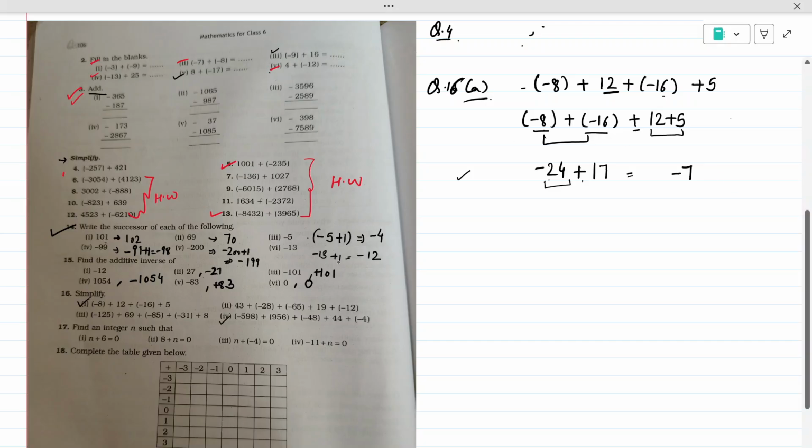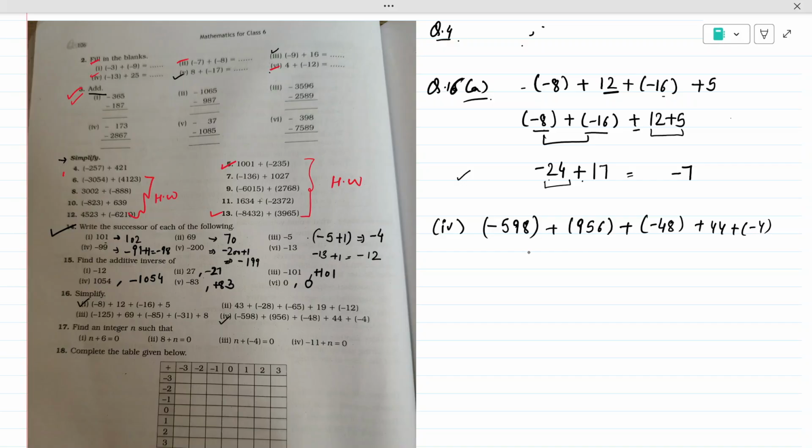Also, let me pick the fourth question for you. So what we have here is minus 598. To this we are adding 956, which is a positive number. To this we are adding a negative number, minus 48, plus 44 and then minus 4. So let us take minus 598, minus 48 and minus 4 together. Okay, we had three negative numbers and we have kept them together. Now the rest of the numbers are positive. They are 956 plus 44.